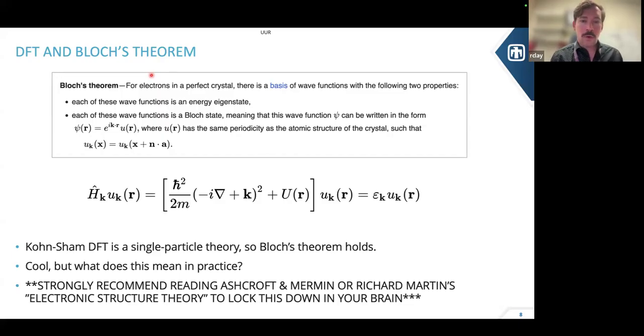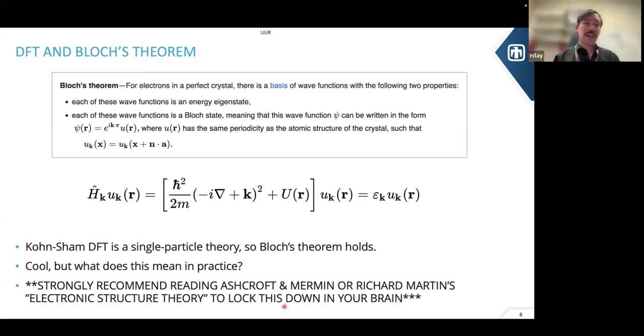I'm going to warn you already, I'm going to do as good a job as I can to give you the highlights and an intuitive picture for how this works. But the main way to make this intuitive is to go read Ashcroft and Mermin, or Richard Martin's Electronic Structure Theory, or spend some time on the Wikipedia page, play with the math yourself, and just convince yourself that this is true.